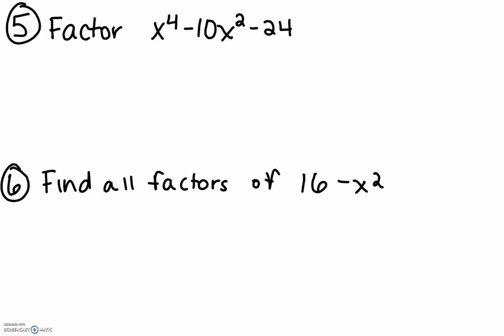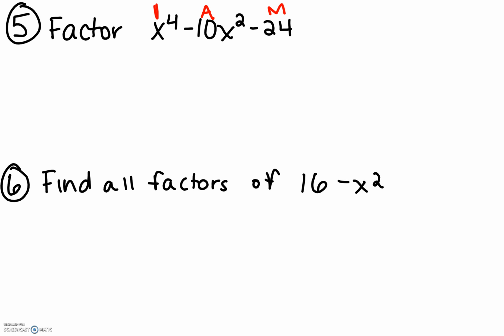For 5, factor x to the 4th minus 10x squared minus 24. First, we're going to see if we have a GCF. Between our x to the 4th, the negative 10x squared, and the negative 24, you'll notice that there is no GCF that we could factor out. It can't be a DOTS problem because we don't have the difference of two perfect squares, leaving us with factoring a trinomial using the 1AM method.